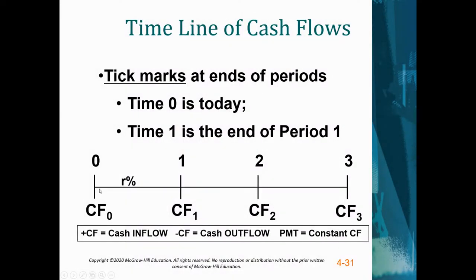So the tick marks, right? Today is time 0. This is where I have the present value. Time 1 is end of period 1. Time 2 is end of period 2. Time 3 is end of period 3. Basically, our cash inflows are positive. That means our cash outflows are negative. And of course, my payments is constant cash flow, and for our purposes, our payments are going to be 0.